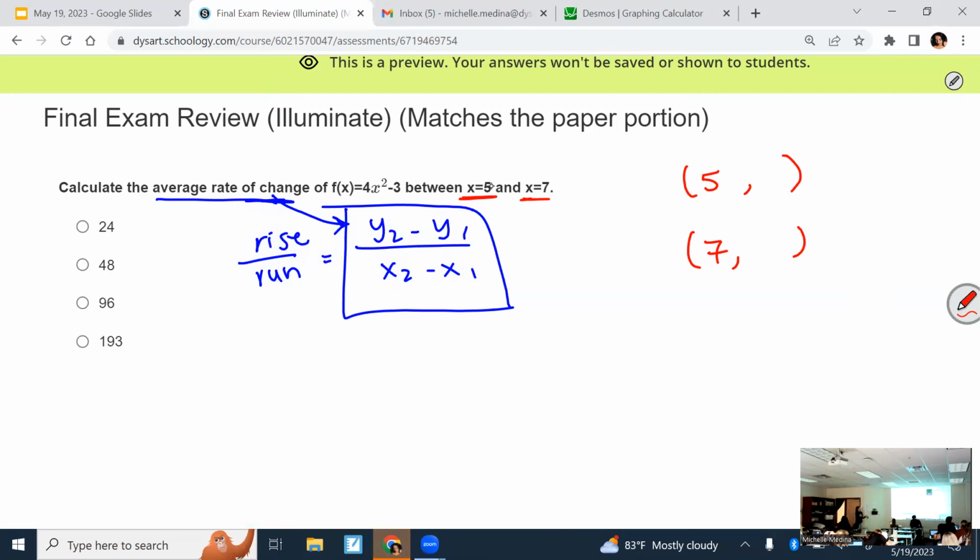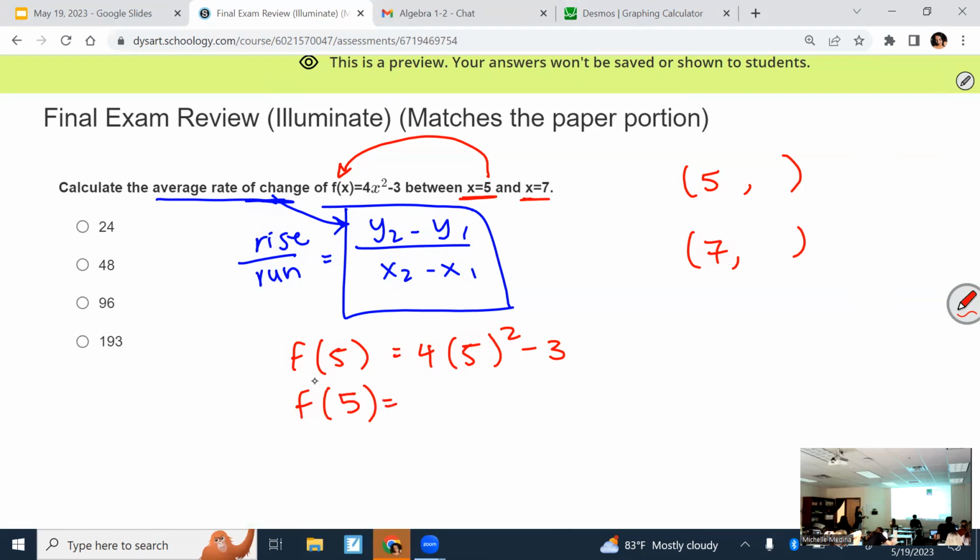Plugging in 5 and 7. Plug it into your function notation equation that they just gave you. So f of 5 equals 4 times 5 squared minus 3, like that. And I did it earlier, so I think I have it memorized. Is it 97? Okay, it is. So don't believe me, try it.